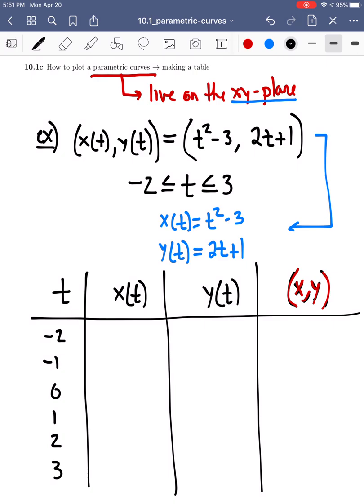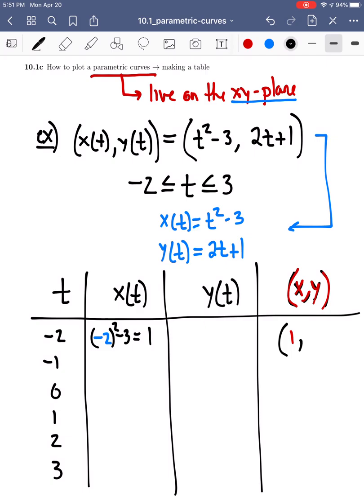So for example, when t is equal to minus 2, we plug that minus 2 into the x equation, which is minus 2 squared minus 3. And in this case, this equals 1. So when plugging into our x equation, our x is equal to 1.